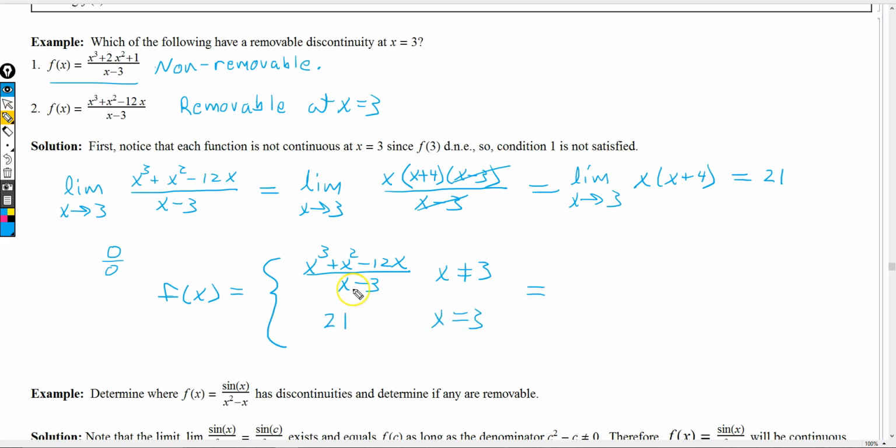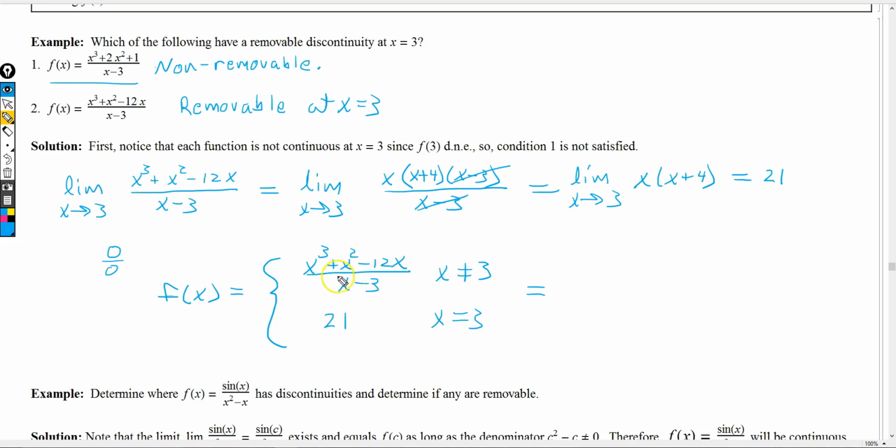In fact, all we would have to do is redefine this function, we would just have to redefine it like this. This would be a continuous function because f of 3 would be 21. The limit of this function would be the limit of this term as x approaches 3. That is 21. They're equal. And so conditions 1, 2, and 3 are all satisfied for this.